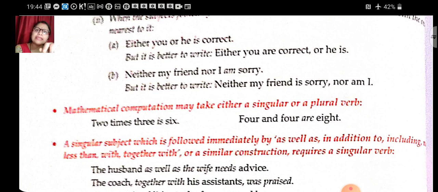4 and 4 are 8. Now it's an addition. It's not a calculation of multiplication. If it is a multiplication, then your answer can be in the form of singular.